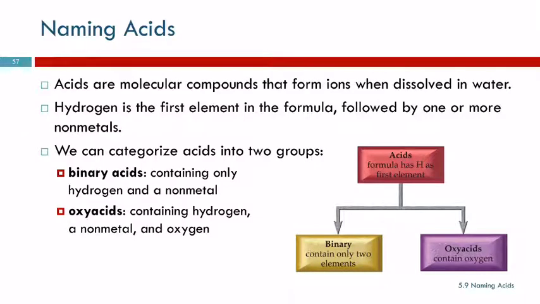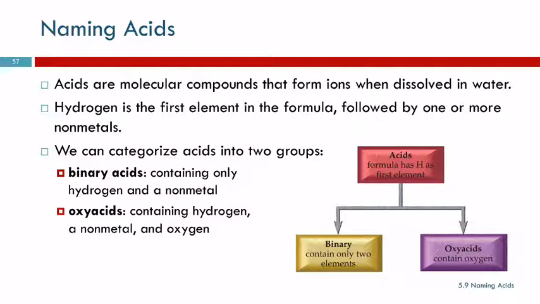So, naming acids. Acids are molecular compounds that form ions when dissolved in water. So they are not ionic compounds, but they do form ions. That can be a little confusing. For Chem 3A, we can always identify acids because they start with hydrogen. When you look at the formula, it starts with H. If it starts with anything else, it's not an acid. It has to start with H. And we can tell them from their names because their names always have the word acid in them, right?